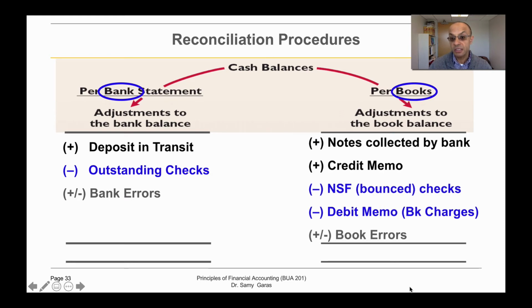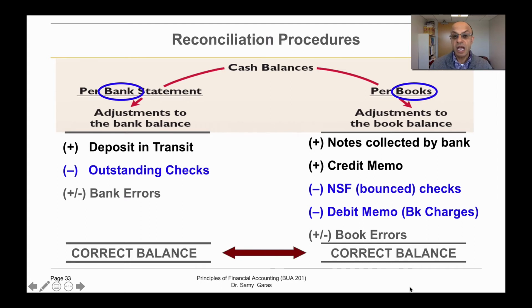On the other side, any collection that has been made by the bank but not recorded by the company has to be recorded. Any credit memo that has been recorded by the bank but not recorded by the company has to be added. And NSF and debit memo should be subtracted. And on both sides, you might see that some errors could happen. There is no standard for treating the errors, so we have to take them case by case.